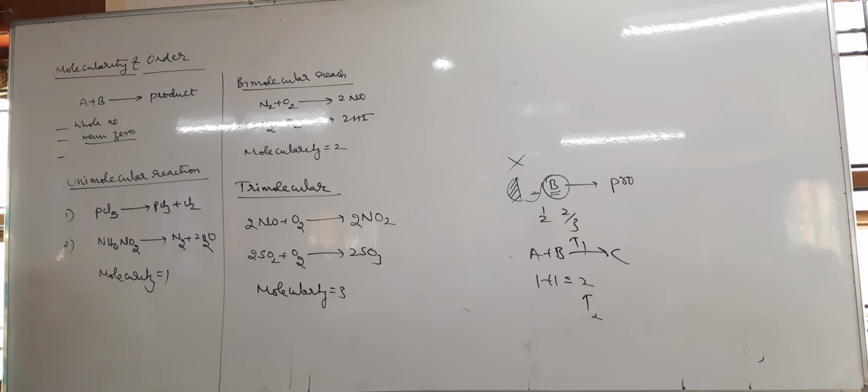Next, bimolecular, same definition. The reaction which involves simultaneous collision between 2 reacting species or 2 reactant molecules. So the trimolecular definition is the same, with 3 reacting molecules. Right, example.